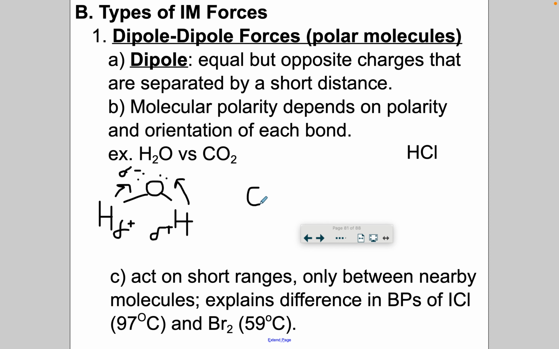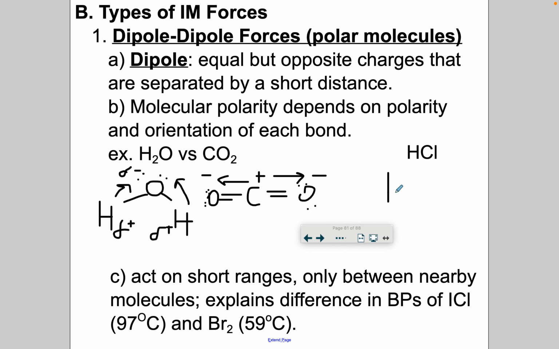Now when I draw carbon dioxide, carbon with my 2 double bonds, oxygen has the higher electronegativity value, so the electrons hang out with oxygen more. So this would be my slightly positive, and then this is my slightly negative. But shape also plays a role in polarity, and you can see that I can't really cut this molecule in half where I have a positive end and a negative end.